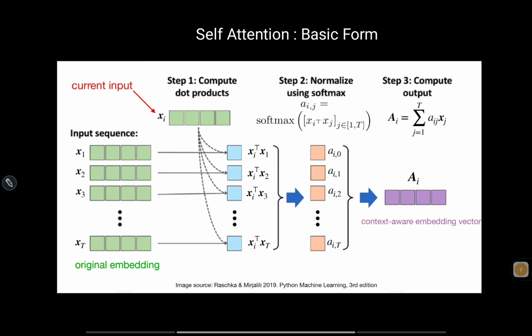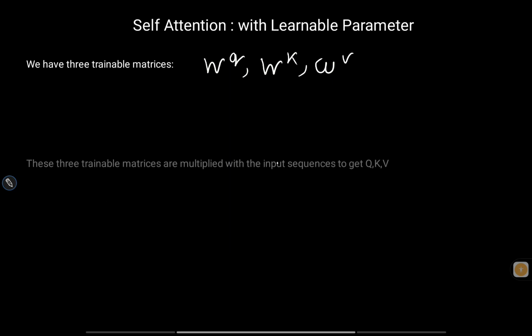So here you can see there are no learnable parameters in this approach, right? What we can do now is bring in certain learnable parameters, so that while doing backpropagation in this neural network, it will also learn those parameters during backpropagation. So we have three trainable matrices, which are WQ, WK and WV, right?